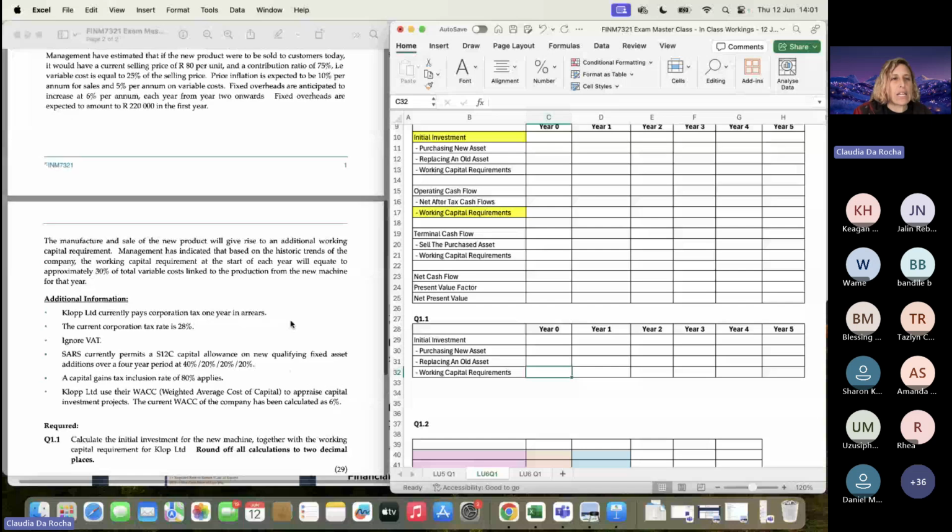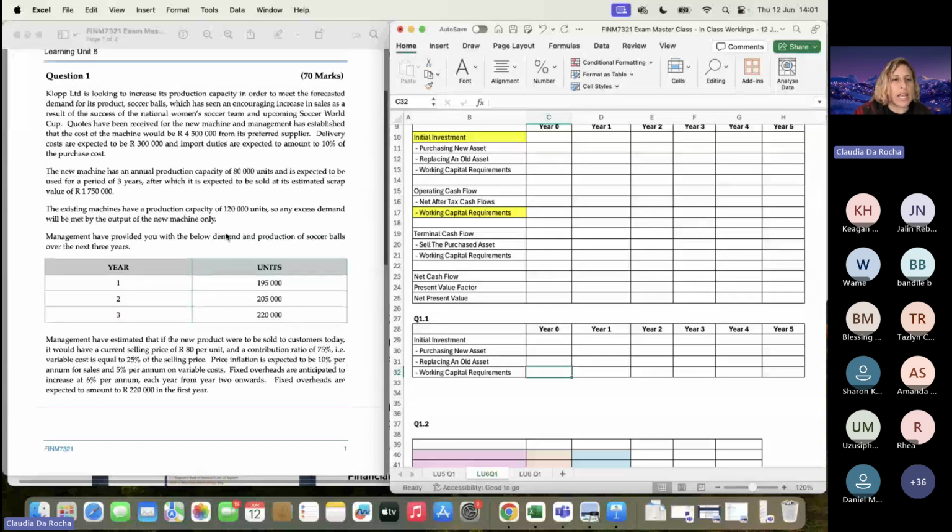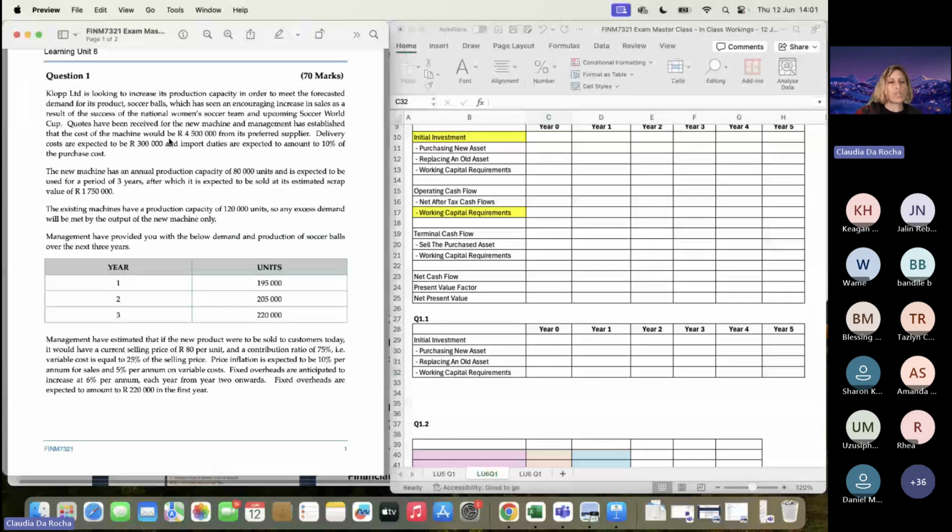And luckily for us, we are just purchasing a new machine. We are not getting rid of an old machine, which is great because we don't have to worry about that. And then the only thing that we do have to do is the working capital requirements. That's the trick in this question, right?